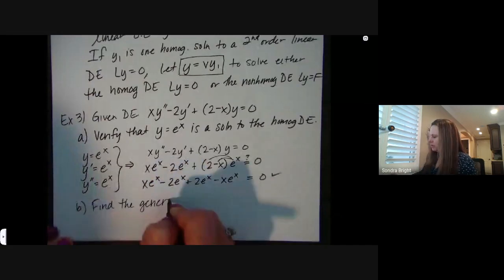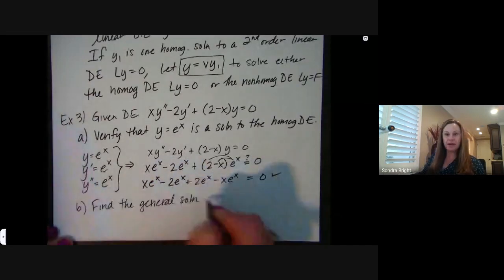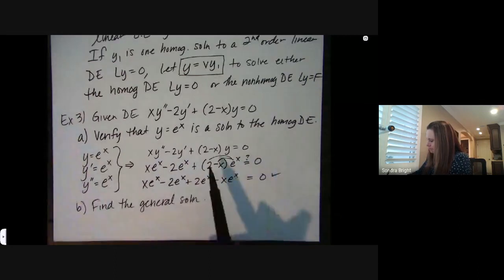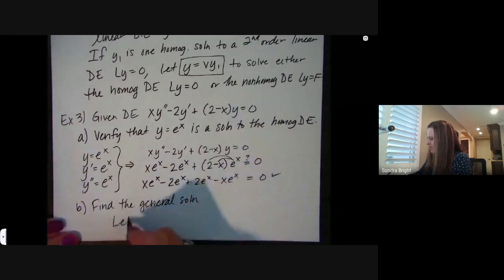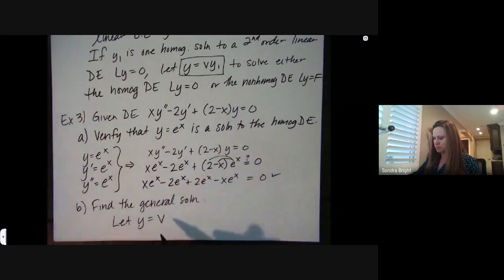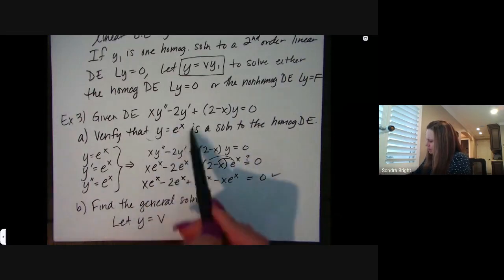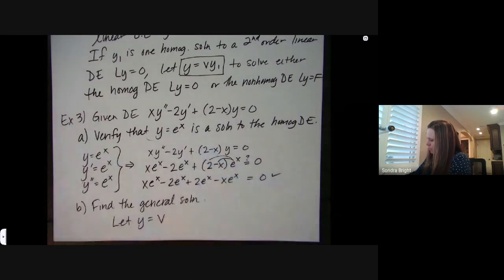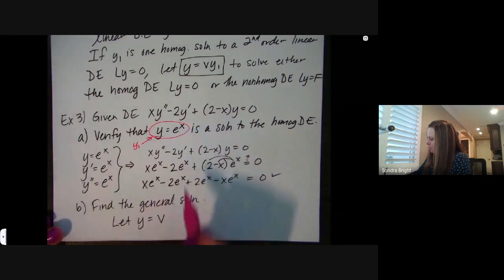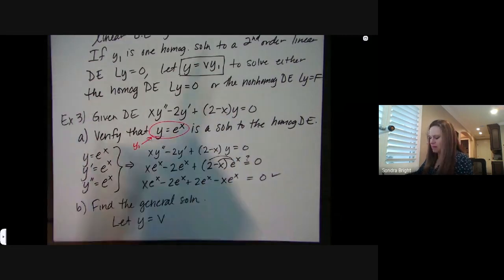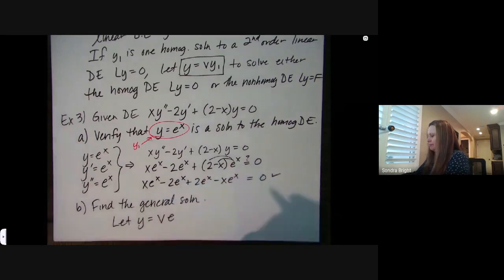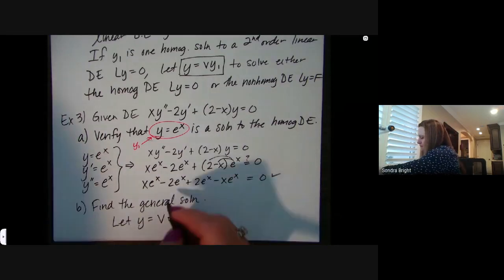So here's where I've got one of them, right? So I'm going to let y equal v times y1. Well, this was my y1, right? That's your y1 that you're going to plug in there. So it's letting y equal v, and then v is what we're going to end up solving for, right? Times e to the x.